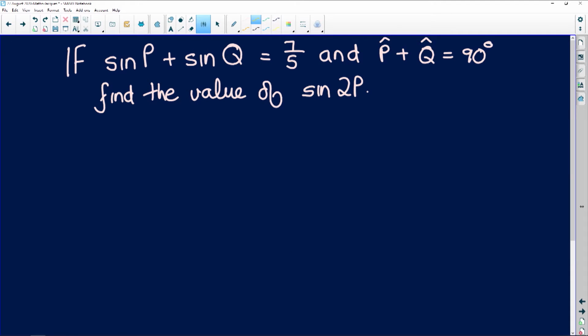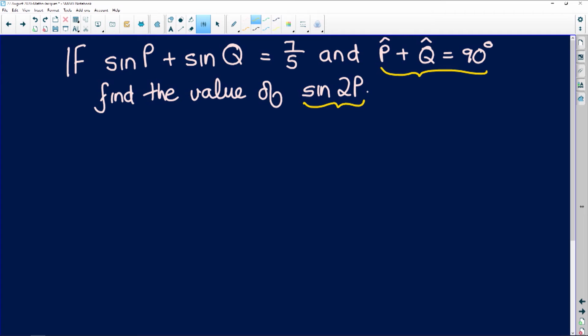It says, if the sine of P plus the sine of Q is 7/5 and P plus Q. So here they talk about the ratio and here they talk about the angles. Here the sum of the two angles is 90, and here they tell us the sine of the first plus the sine of the second is 7/5. Now, folks, look what they want. They want the value of the sine of 2p.